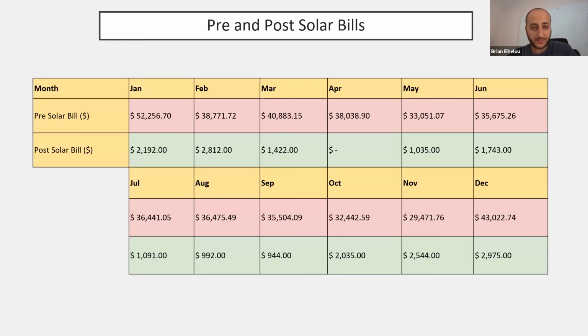Next slide, please. This is a little summary of what our panels and power storage system did for their bill. For January, as you can see, it went from $52,000 down to $2,192. This is just what they'll be paying on their utility bill, as it drastically decreases. Next slide, please.